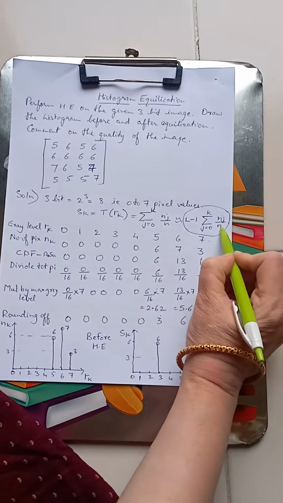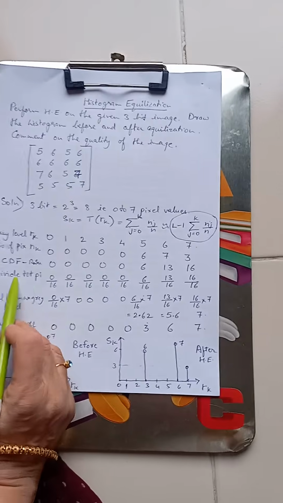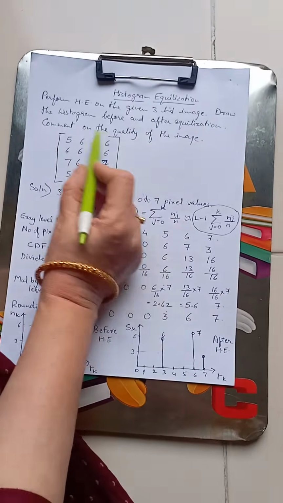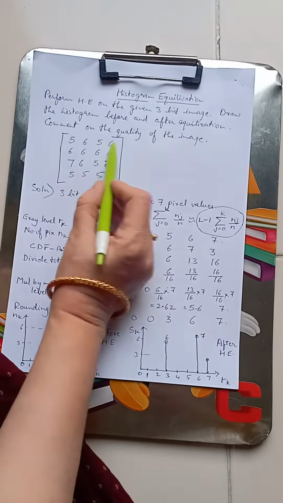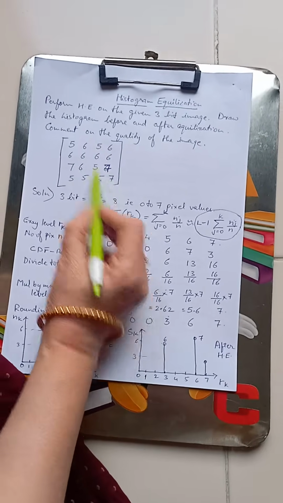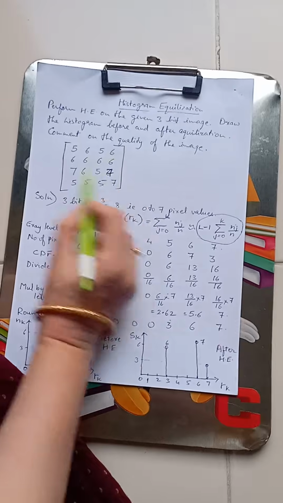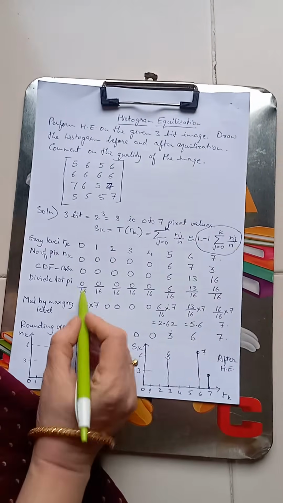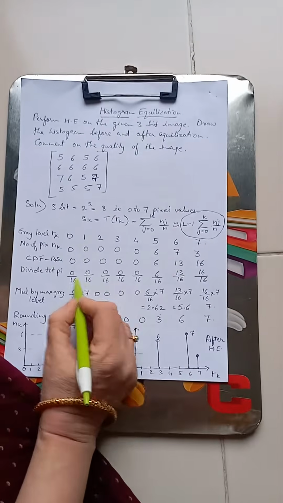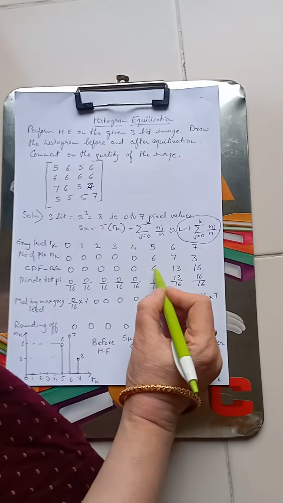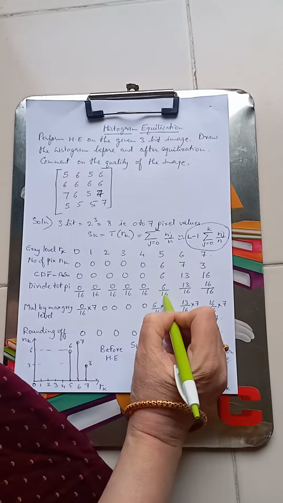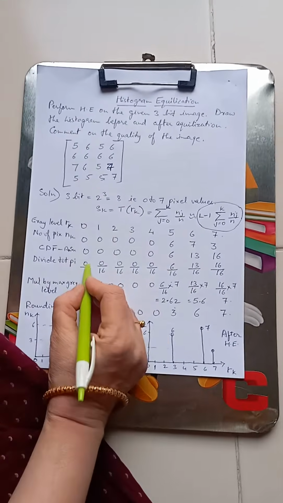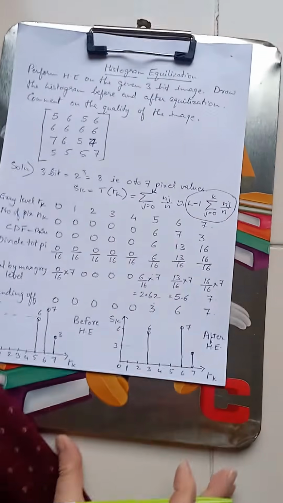Now what is n? n is the total number of pixels. This is a 4x4 matrix, so the total number of pixels is 16. So let us do n_j by n. 0 by 16, 0 by 16 and so on. Here it will be 6 by 16, 13 by 16 and 16 by 16, which is 1. And all the other values will be zeros.